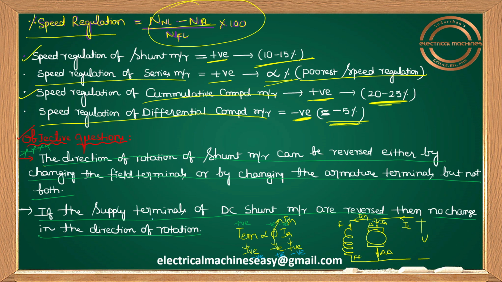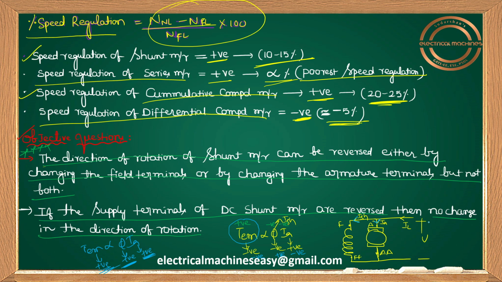If the supply terminals of this DC shunt motor are reversed, initially let us assume that torque is positive. So I can say Tm is proportional to phi into Ia. Let me take flux positive, Ia also positive, and the torque will be positive. This corresponds to this direction of Ish. The flux is positive, corresponding to this direction of Ia, Ia is positive, so torque is positive here.